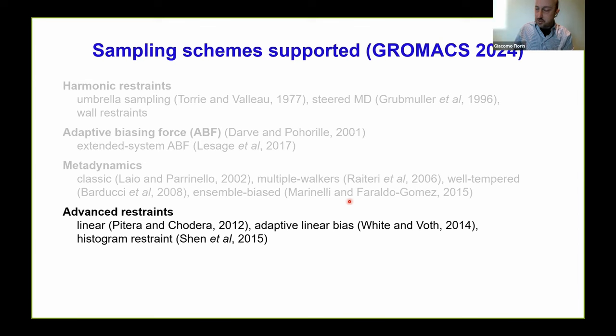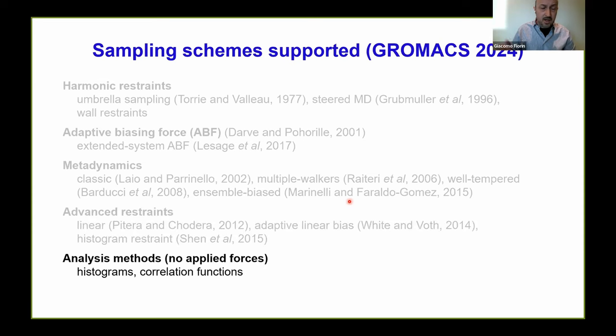You can, of course, use other types of restraints that are specifically designed to increase the compliance of the simulation with experimental data, and these are listed here. And lastly, we can apply no restraints at all, but use the Colvars code itself to compute statistical properties that would be too costly to compute if we were to save a trajectory with very fine spacing.